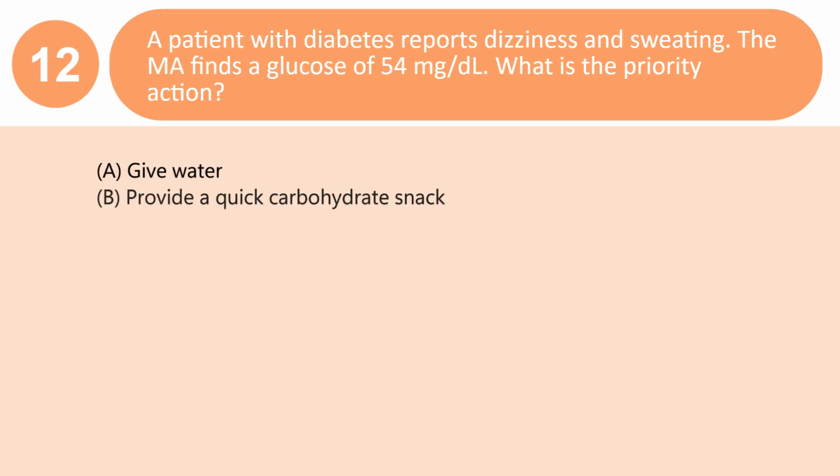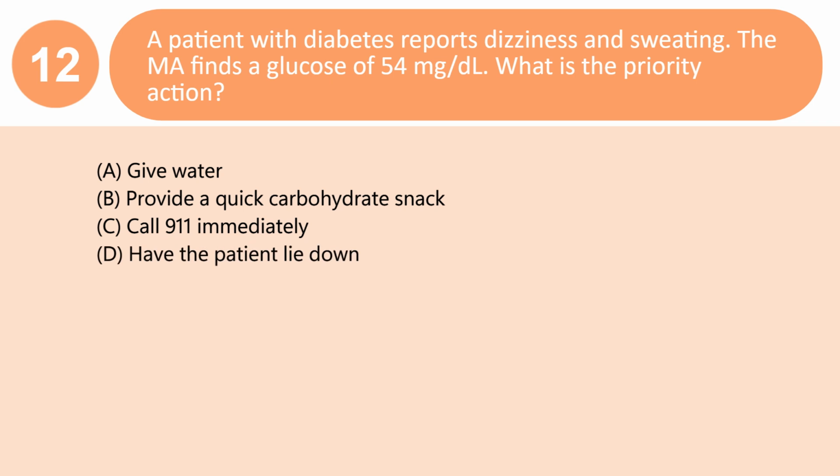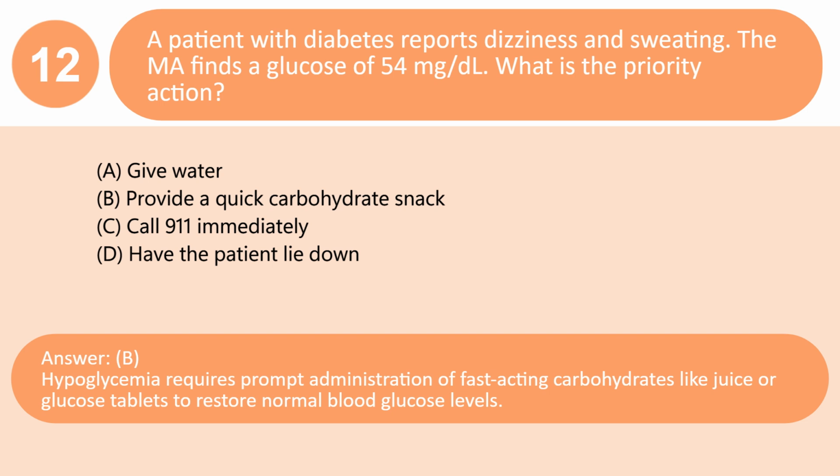A patient with diabetes reports dizziness and sweating. The MA finds a glucose of 54 mg per deciliter. What is the priority action? A. Give water. B. Provide a quick carbohydrate snack. C. Call 911 immediately. D. Have the patient lie down. Answer: B. Hypoglycemia requires prompt administration of fast-acting carbohydrates like juice or glucose tablets to restore normal blood glucose levels.